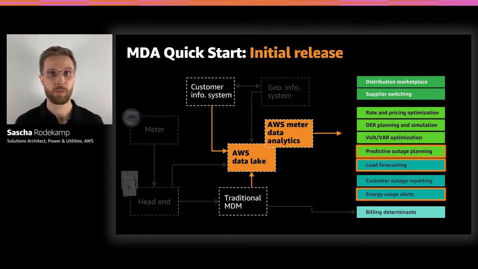So for our initial version, we decided to take the meter reads directly from the MDM. The meter data management systems send meter reads to the data lake, usually once or twice a day in batches. We then pull in customer information from the CIS and have our analytics platform on top of the data lake. This analytics platform comes with different built-in algorithms to demonstrate the potential use cases like predictive outage planning, load forecasting, and energy usage alerts.